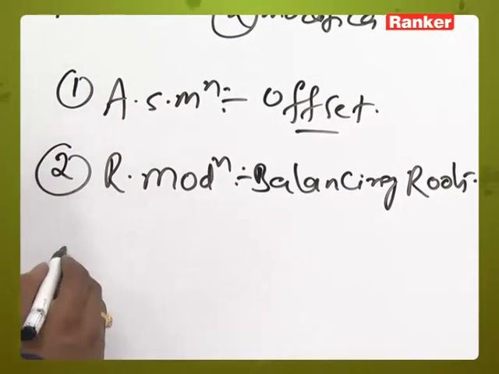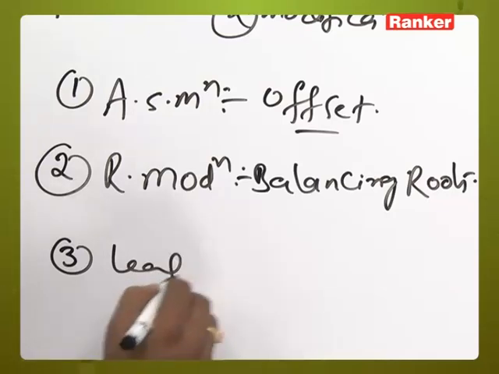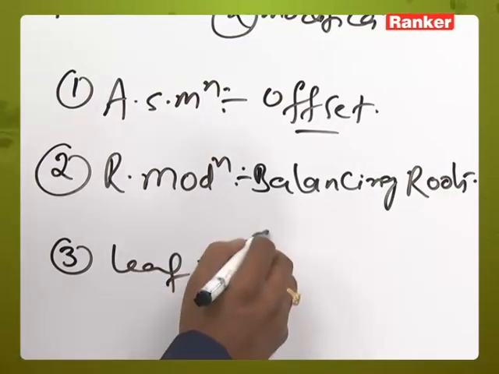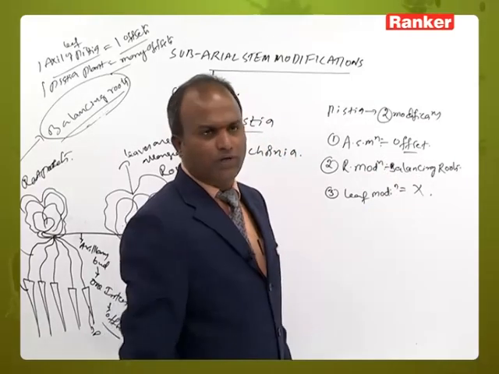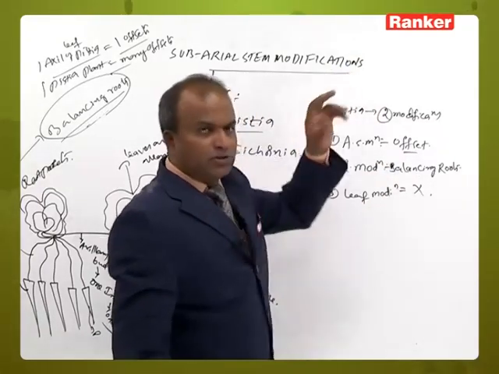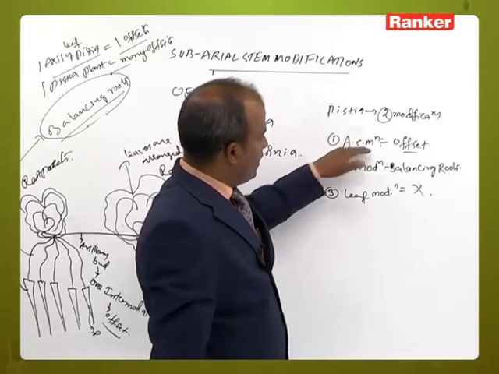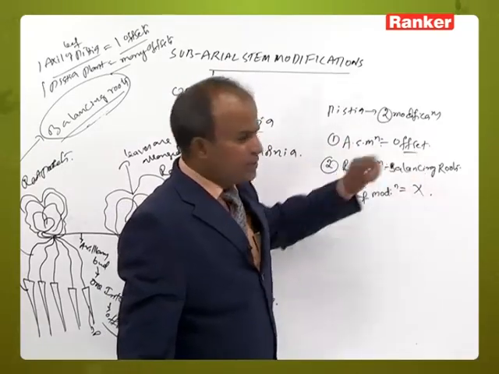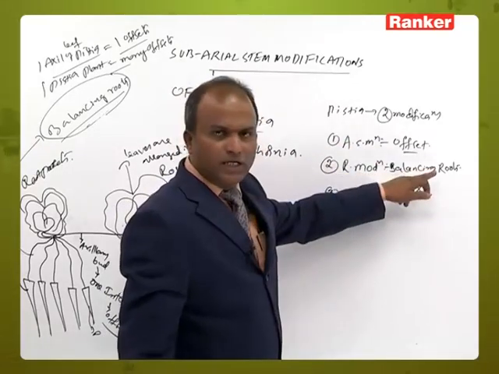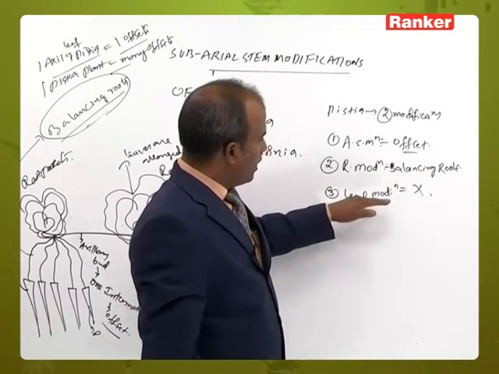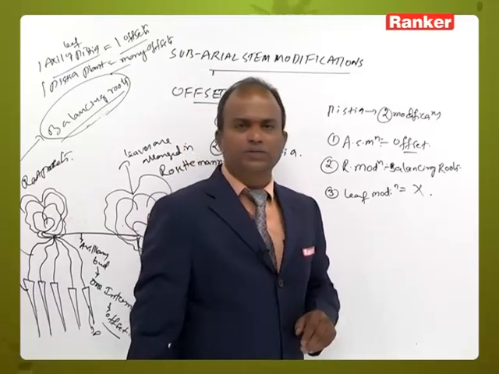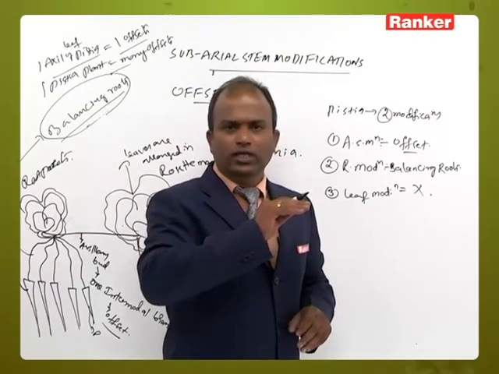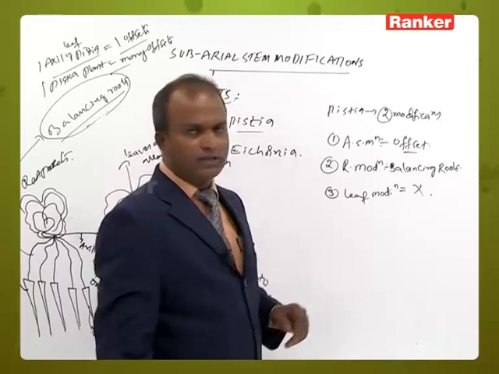And what is the third modification? Can you say any leaf modification is shown here? It does not show any leaf modification. That means Pistia shows only two modifications: aerial stem modification, that is offset, and root modification, that is balancing roots. This Pistia does not show leaf modification.